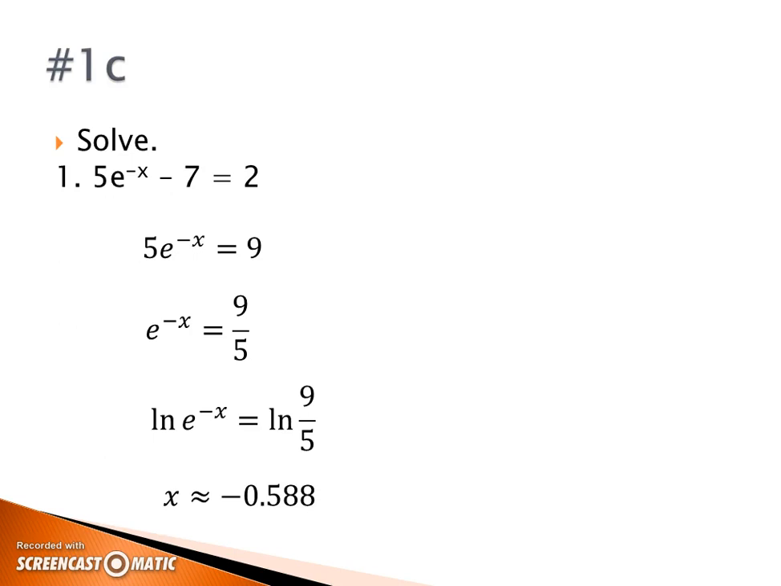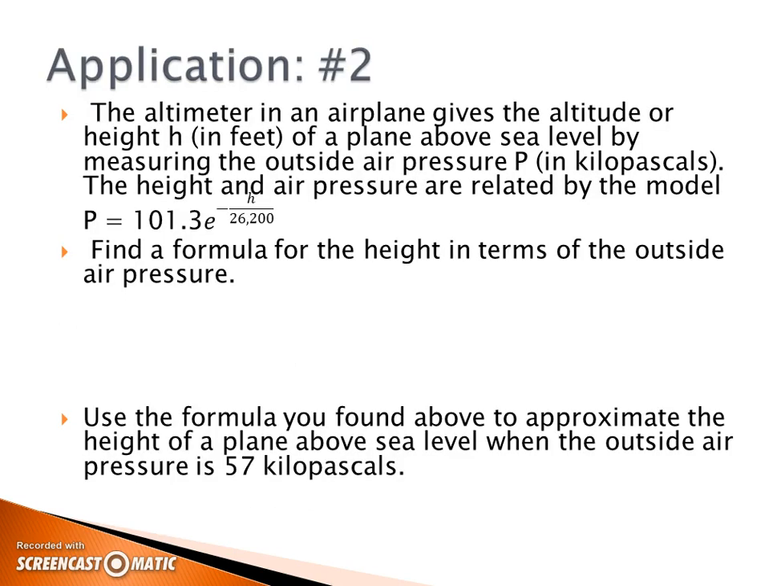So let's look at application number 2. The altimeter of an airplane gives the altitude, or height h, in feet of a plane above sea level by measuring the outside air pressure P. The height and air pressure are related by the model P equals 101.3 e to the negative h over 26,200. The first part asks you to find a formula for h. In other words, solve for h.